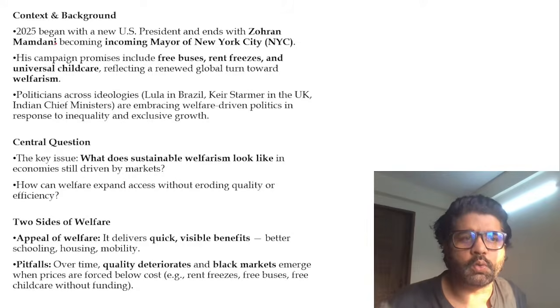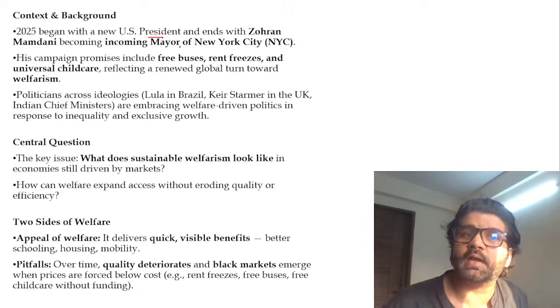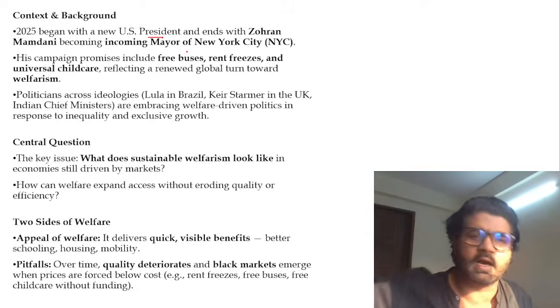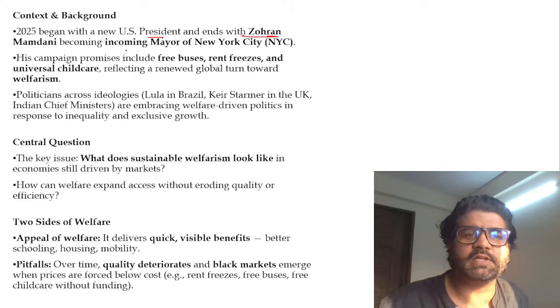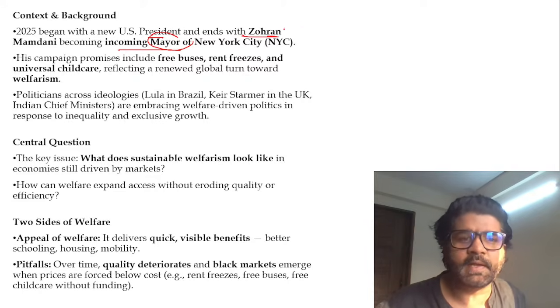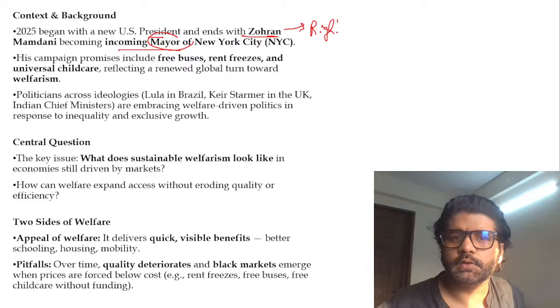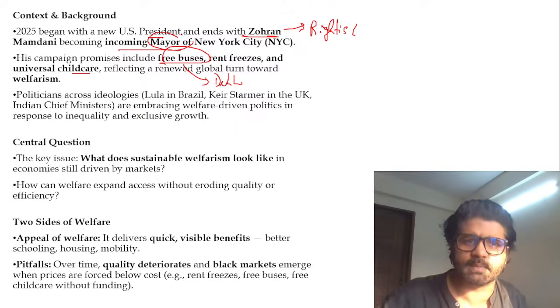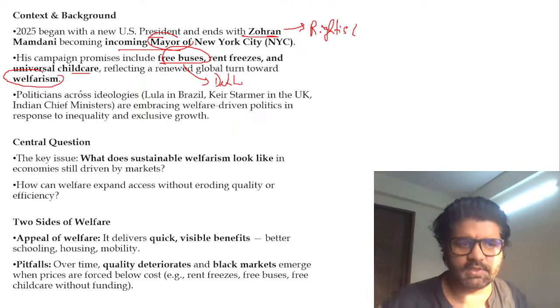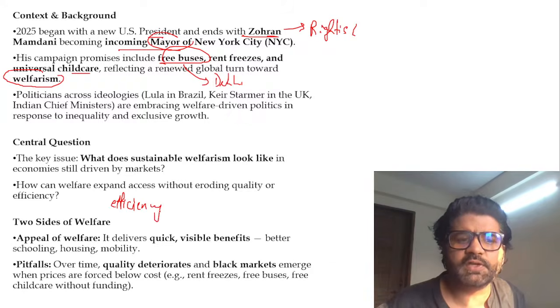So what is the background? 2025 began with US president, and again US will come in another article as well. So Zohran Mamdani is becoming mayor of New York City. He is a leftist. So his campaign includes free buses, this will remind you of Delhi, rent freezes, and universal childcare. So there is a concept of welfarism. There is another concept of efficiency. How much freebies you can give.